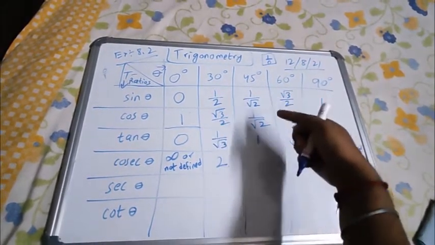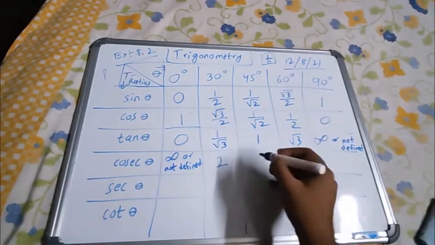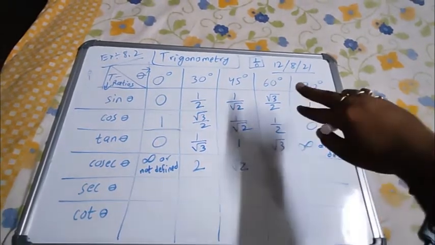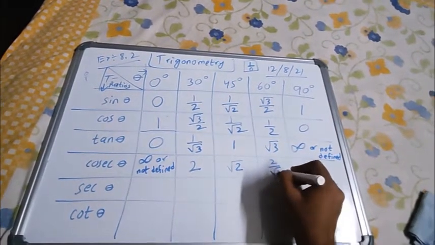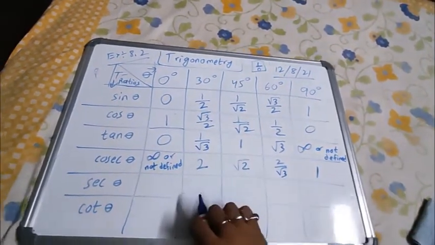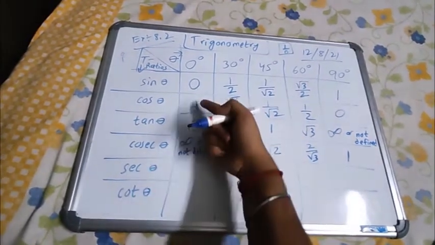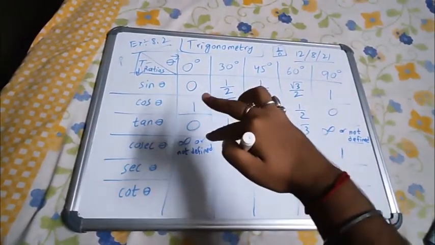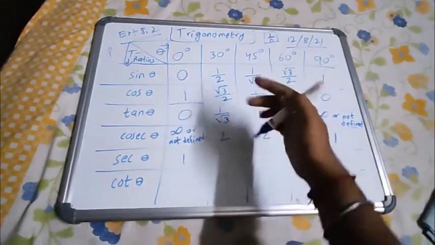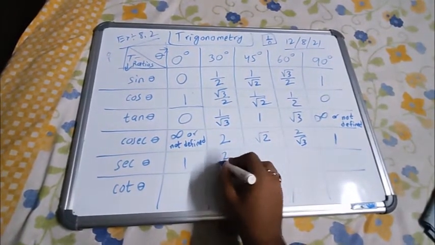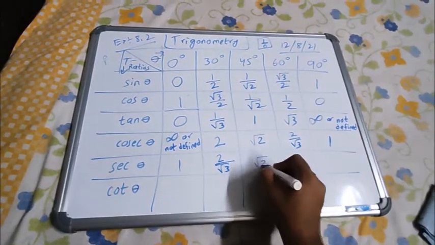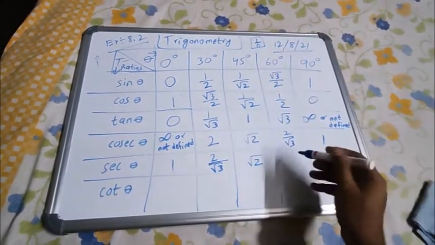Sin 45 degree is 1 by root 2, the reciprocal of that is root 2 by 1, so it will be only root 2. Next, sin 60 degree is root 3 by 2, so it will be just flipped: 2 by root 3. And the last is sin 90 degree, which is 1. 1 can be written as 1 by 1, and if you flip it, it will be 1 again, so this remains the same. Now sec theta: cos 0 is 1, so flip 1 by 1, it will be 1 only. Root 3 by 2, if you flip, will be 2 by root 3. Next, 1 by root 2, if you flip, will be root 2. Now 1 by 2, if you flip, will be only 2.